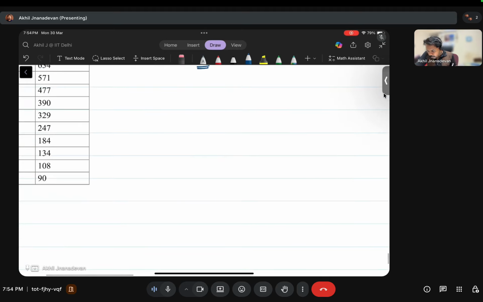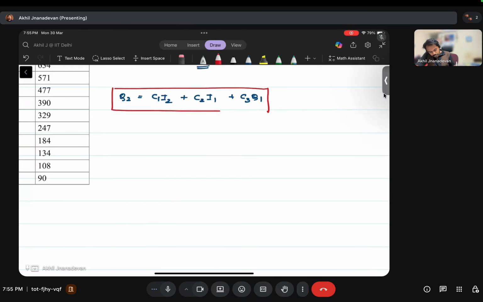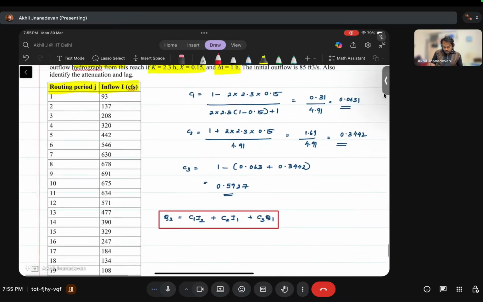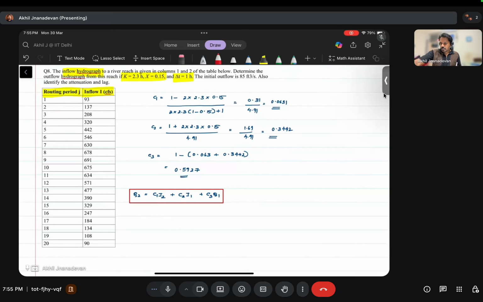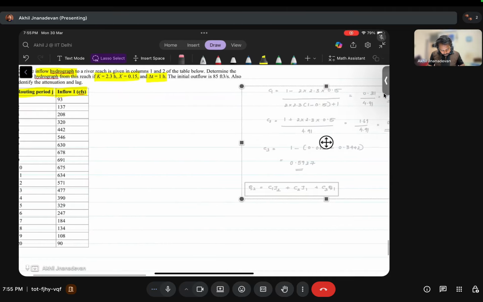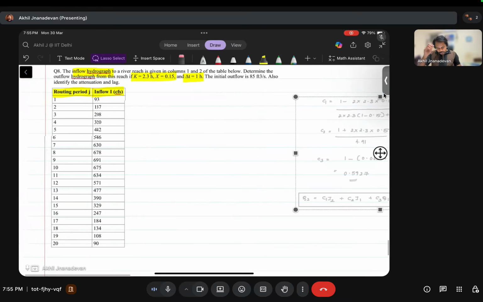Now we have our formula. Q2 equals C1 I2 plus C2 I1 plus C3 Q1. So this is the formula for routing. Okay, so I will do one thing. I will move this aside so that I can do the calculations here itself.